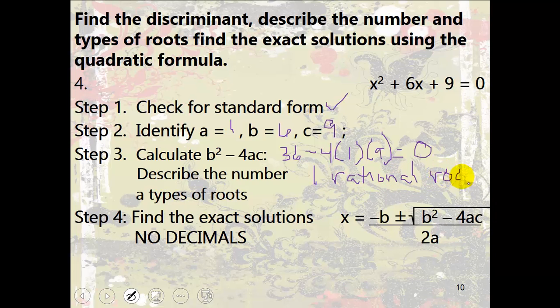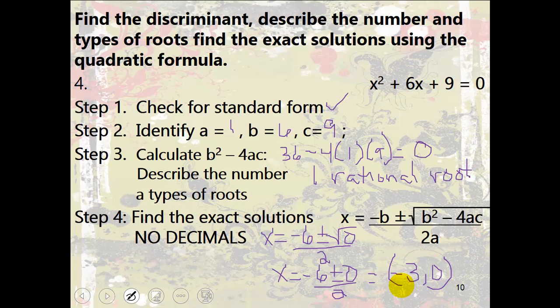root or solution. I'm going to plug in, and I get x is equal to negative b. So negative 6 plus or minus the square root of, we've already figured this out, it's 0, over 2. So I get x is equal to negative 6 plus or minus 0 over 2. So that just gives me (negative 3, 0). Now, if we were to do this by graphing, this would touch the x-axis and bounce back up, right?